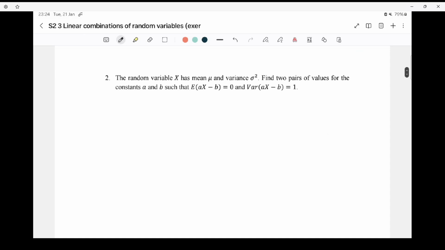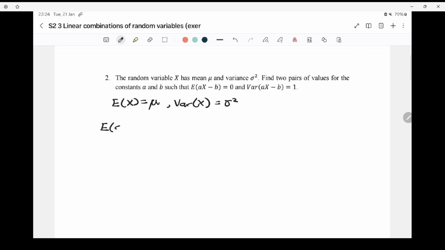Second question. The random variable x has mean mu and variance sigma squared. Find two pairs of values for the constants a and b such that E(ax minus b) equals 0, variance of (ax minus b) equals 1. So you don't know what kind of distribution this is, but you know that E(x) is given by mu. The variance of x is given by sigma squared. So you just apply the formula accordingly.